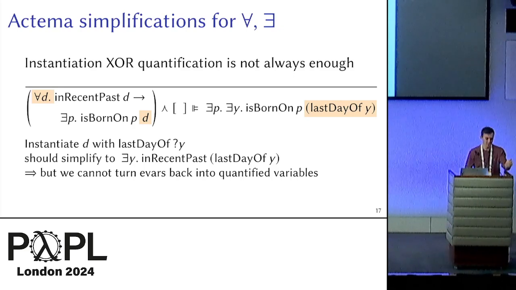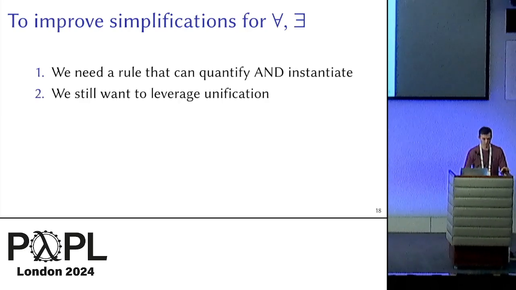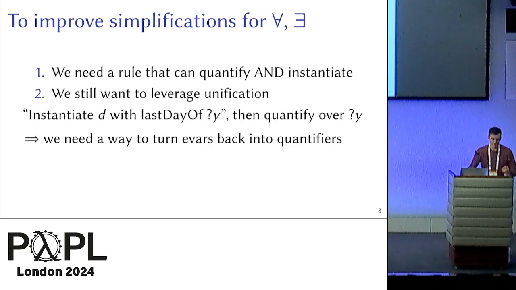So what we need to make this work is the following. We first need a rule that can both quantify and instantiate. Of course, we still want to leverage the unification business that Actima does, but just in a slightly different way. So when D gets instantiated with some EVAR, last day of EVAR year, then we want to detect this and quantify over this year to make this still as simple or as general as possible. So yeah, we want to turn EVARs back into quantifiers. And these two conditions can actually be met, which is the contribution of this work.